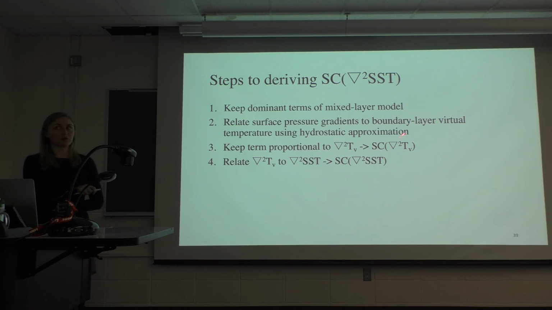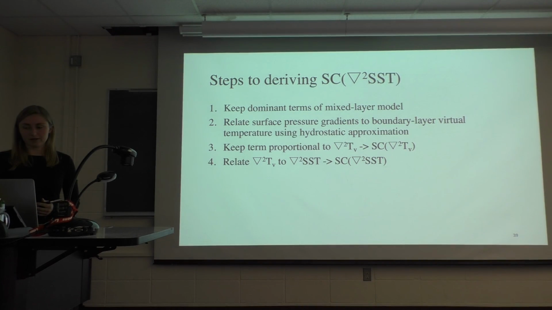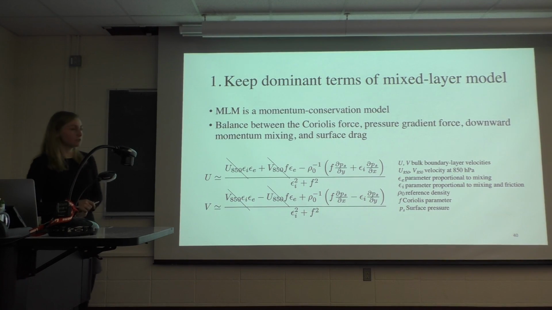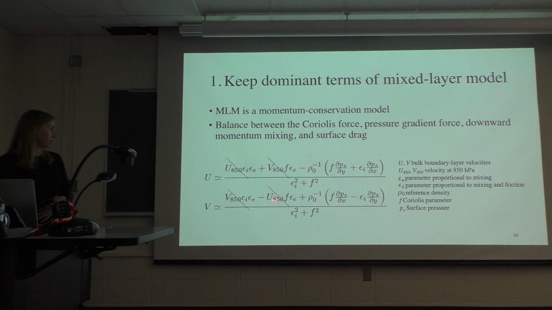I'll show results from that approximation later on. And we also take it another step further and relate the Laplacian of boundary layer virtual temperature to the Laplacian of SST to get this expression for surface convergence proportional to the Laplacian of SST. So here are the steps we're going to take. Here's the first one. So this is the statement of the mixed layer model here. It's based on momentum conservation.